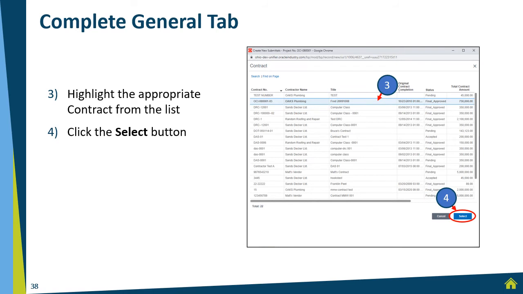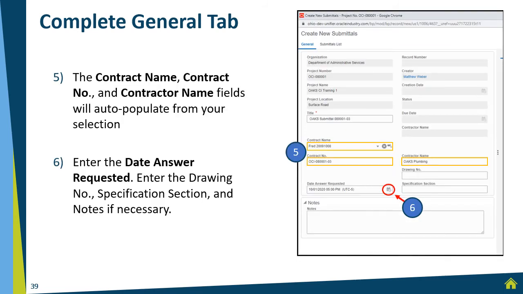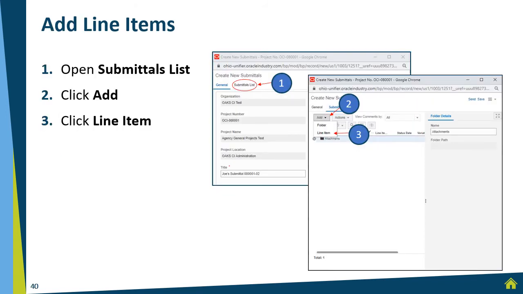Choose your contract by left-clicking, then go ahead and click the Select button down at the bottom. Again, this is going to populate the contract name, contract number, and contractor name fields, and you'll enter the date answer requested. Then we're going to move on to the Submittals List tab. Just go ahead and click that at the top of the record. Then you're going to click Add and select Line Item.